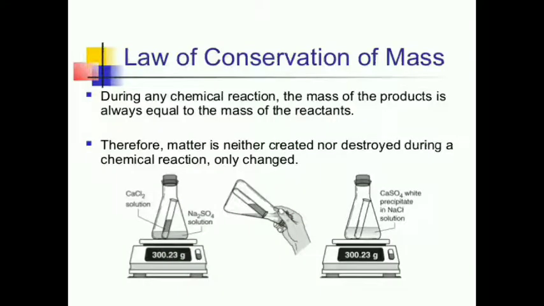So let us explain by using certain examples. So you have the two statements here. During any chemical reaction, mass of product is always equal to the mass of reactants. Therefore, you can say, matter can neither be created nor destroyed in any chemical reaction.